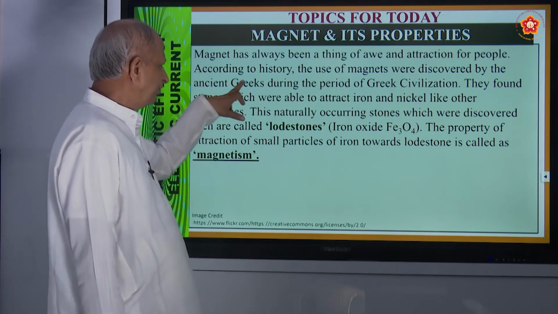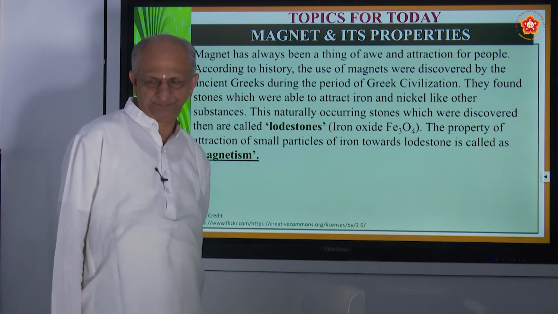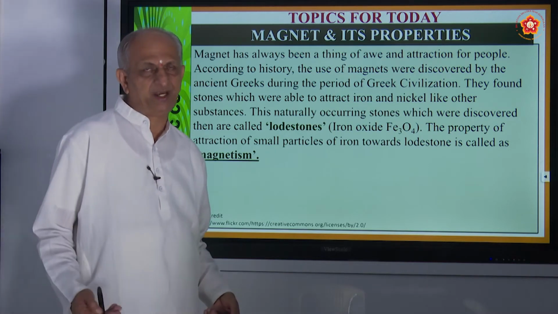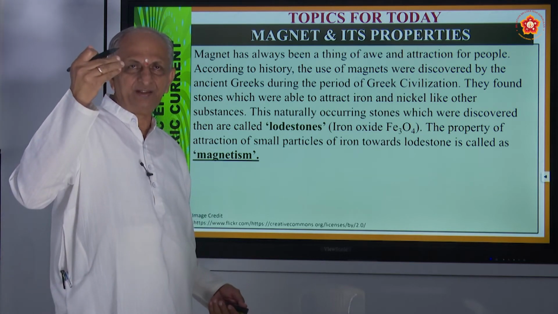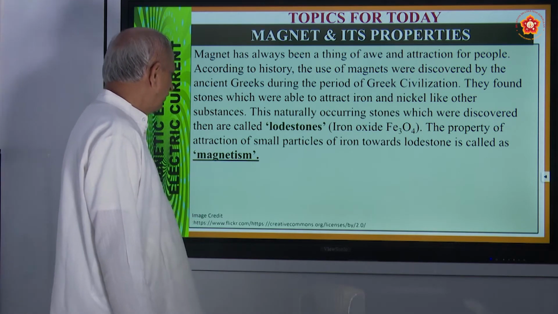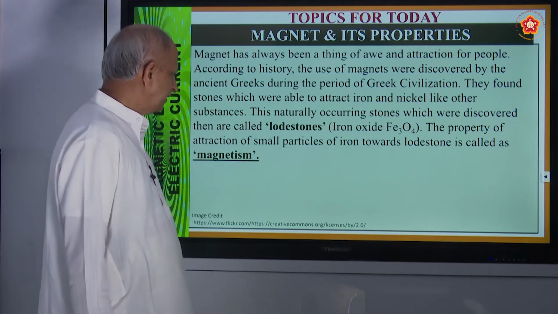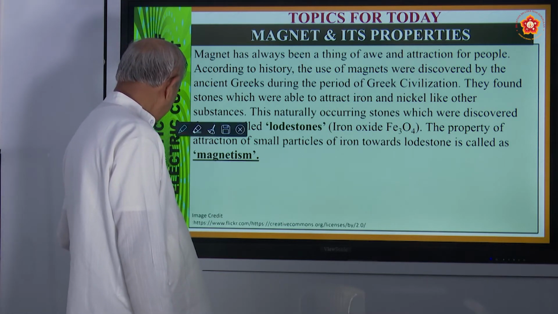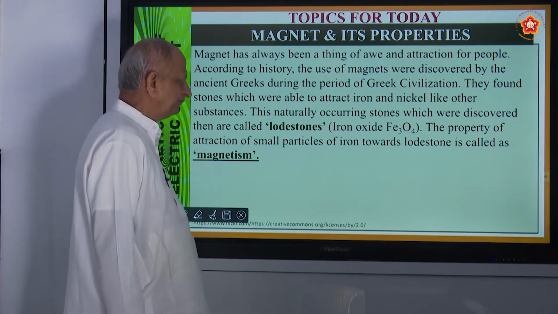According to history, the use of magnets was discovered by the ancient Greeks during the period of Greek civilization. Greek civilization is one of the ancient civilizations, just like India, Roman, Greek, Indian, and to some extent Babylonian. They found stones which were able to attract iron and nickel. They are called magnetic substances. The substance that attracts magnets are called magnetic substances.